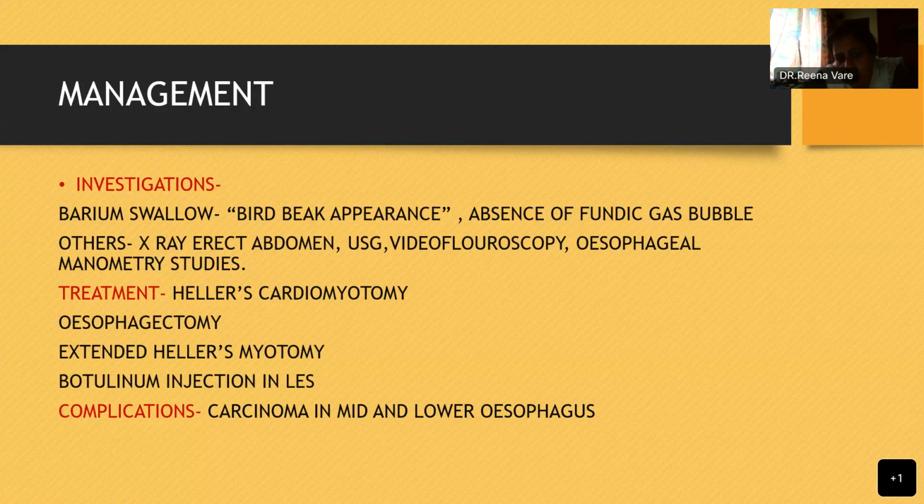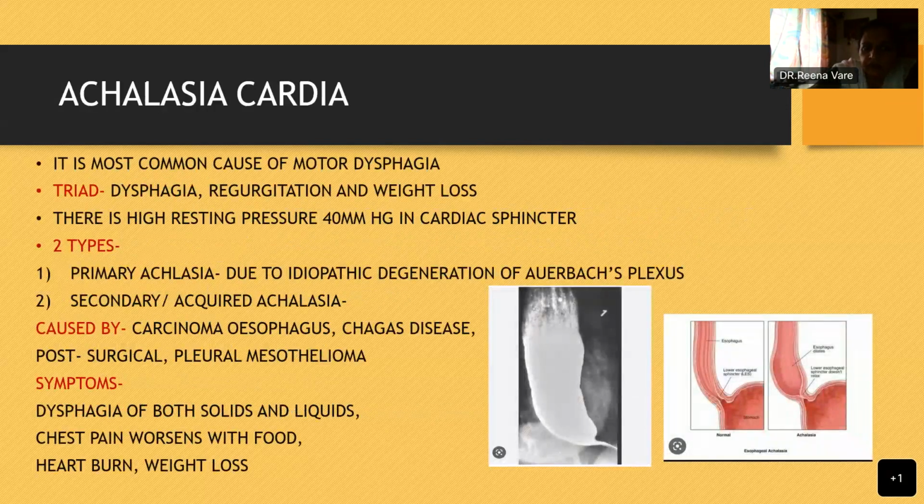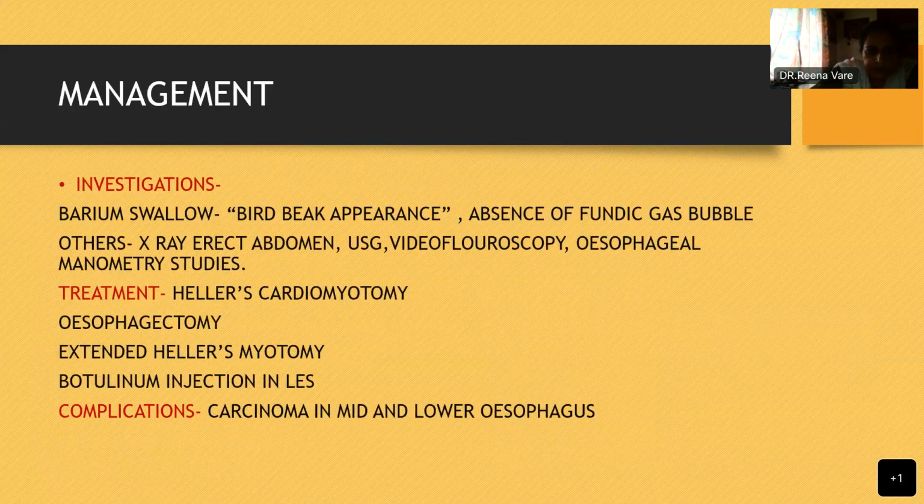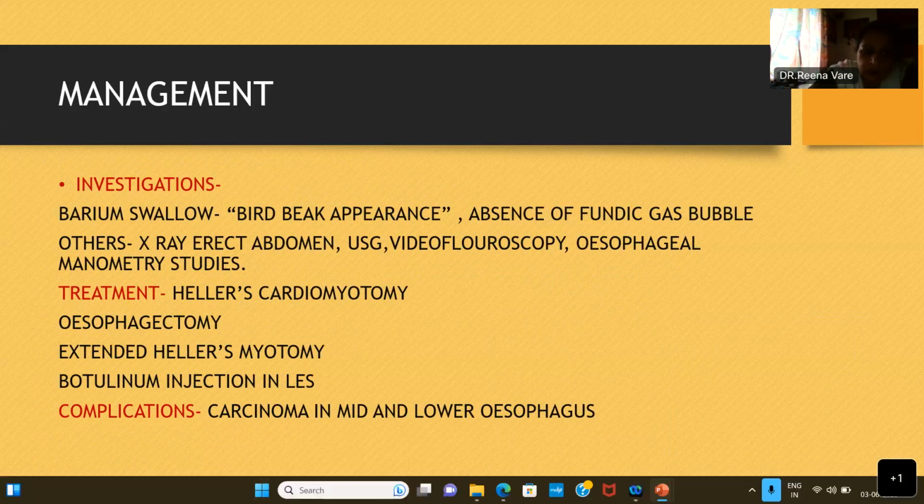Treatment is Heller cardiotomy where you have to repair the motor dysphagia. Okay, it can be Heller's cardiomyotomy, it can be Heller's myotomy, or at times nowadays we are giving botulinum injections in the lower esophageal sphincter. Treatment again is treatment for anything can be a malignancy. Malignancy in the mid and lower esophagus.